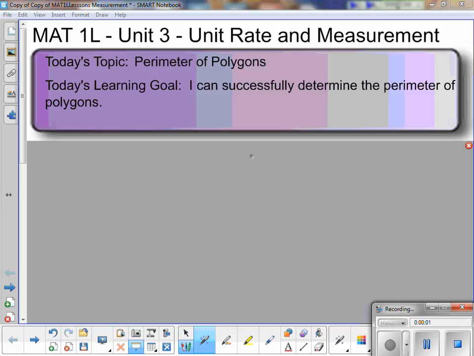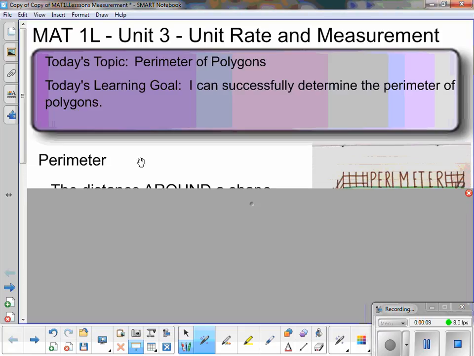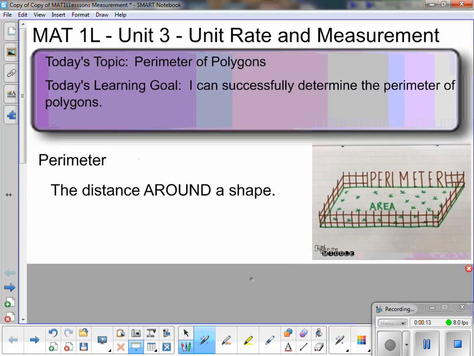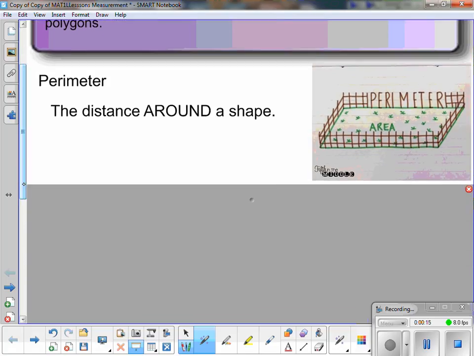Today our lesson is about the perimeter of polygons. So we're starting a new unit. And what we're looking at is shapes, and we're interested in their perimeter. Now, one thing that sometimes happens is we get a little confused about the difference between area and perimeter.